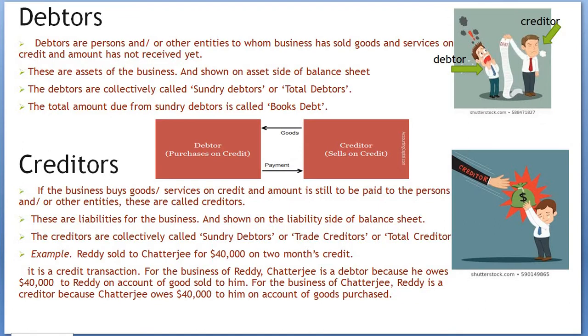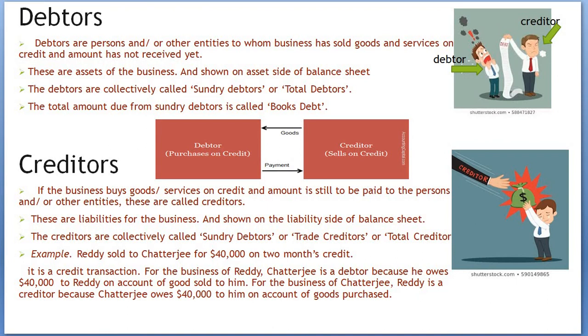Debtors. Now who is the debtor? Suppose A has sold goods to B. A sold goods to B on credit. B said that I will make the payment after 2 months. Till that date, A has to record the name of B in the books of accounts. So here A is the creditor and B is the debtor. Because B has to make the payment to A. So B is the debtor of A.